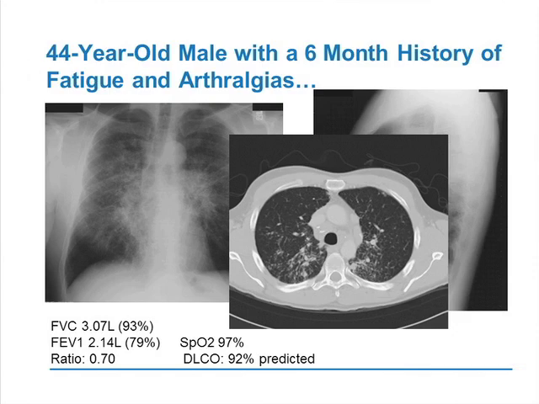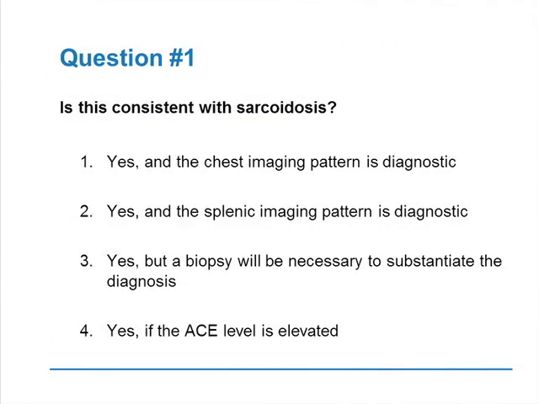The questions that would arise in a case like this germane to management would be, how confident can you be about the diagnosis of sarcoidosis? What is the prognosis? What are the appropriate tests at this juncture? And what should the treatment strategy be? So the first question is, is this clinical situation consistent with sarcoidosis? And the options are: yes on the basis of the chest imaging pattern; yes on the basis of the splenic imaging pattern; yes, but a biopsy will be necessary to substantiate the diagnosis; and yes, if the angiotensin converting enzyme level is elevated.